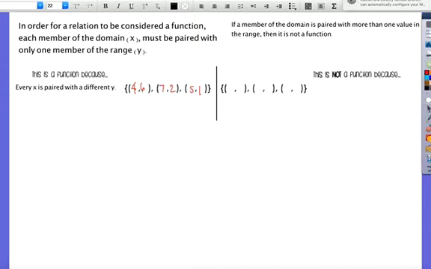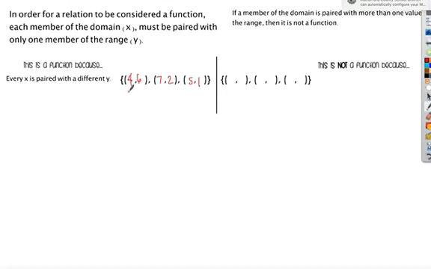So that is basically our requirement for being a function. Every X is paired with a different Y. So if we look at all of our X's here, we would see we had X equals 4, we've got X equals 7, and we've got X equals 5. Because none of those X's repeat, then that means that we do have a function.